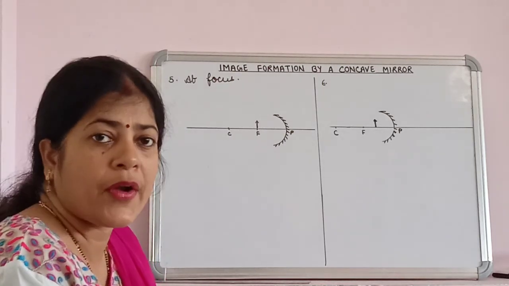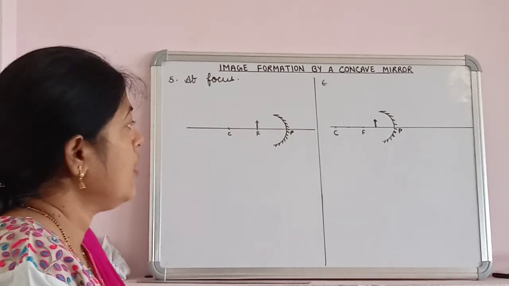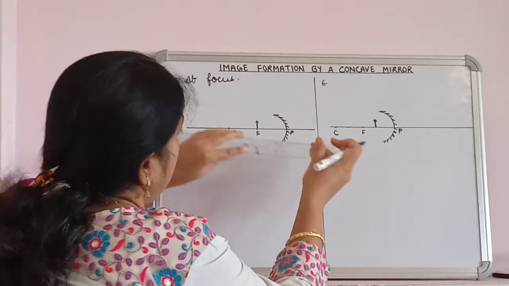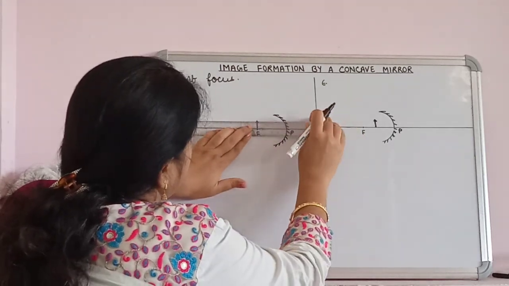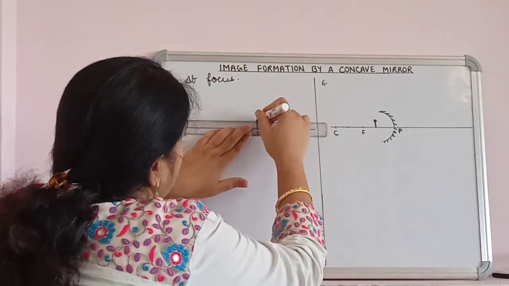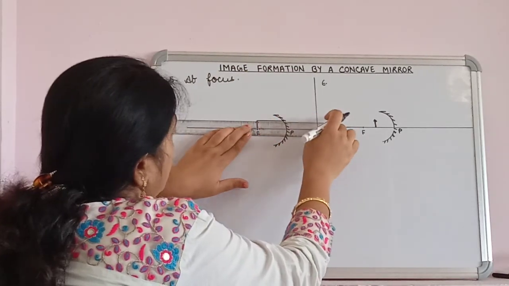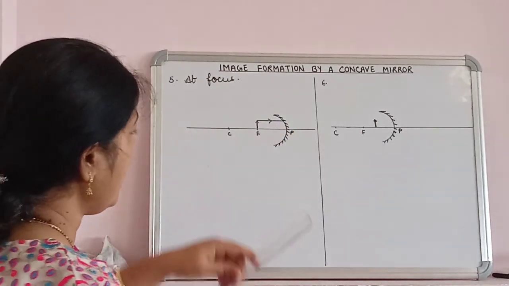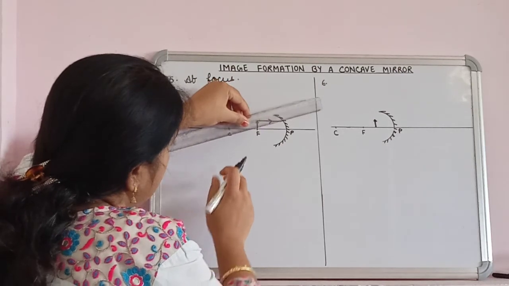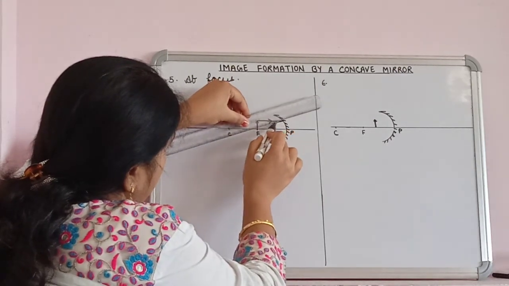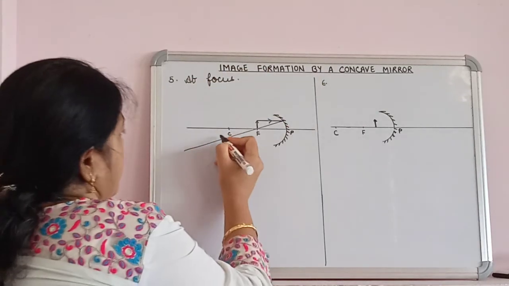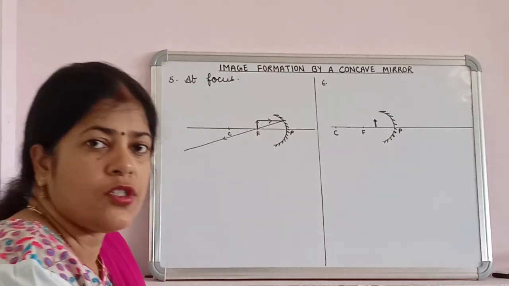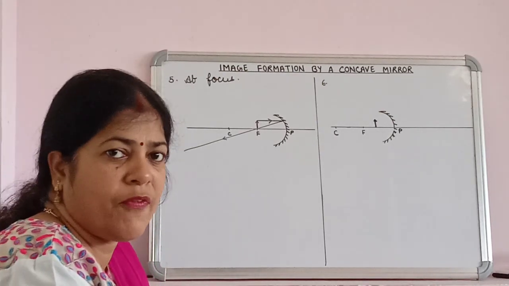Now, we'll apply the special rays to find out where the image is going to be formed. So, we'll apply the first special ray. The ray of light is parallel to the principal axis. This is the first special ray, and after reflection it passes through the focus like this. Okay?